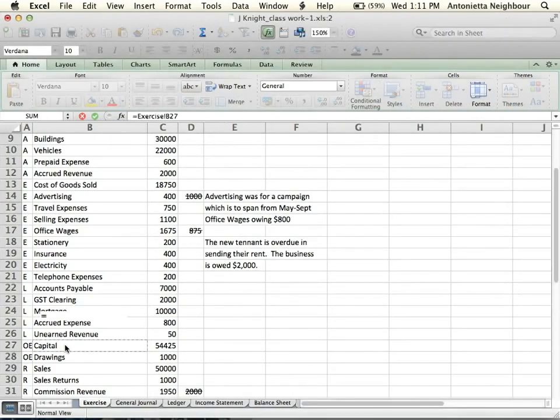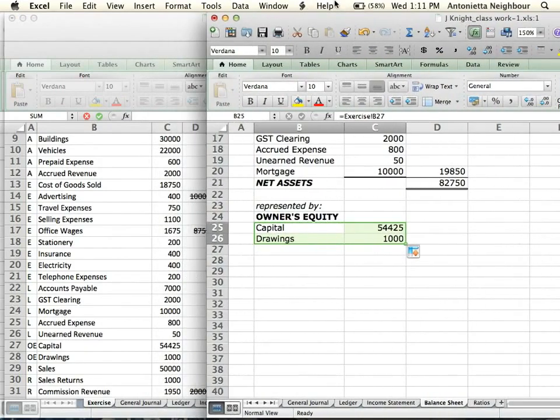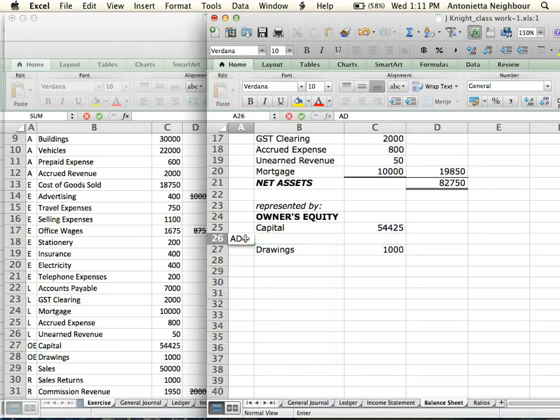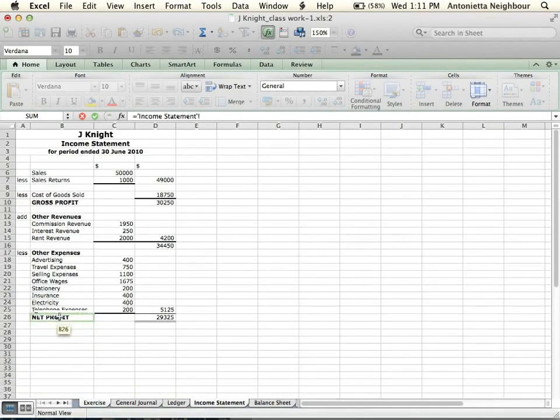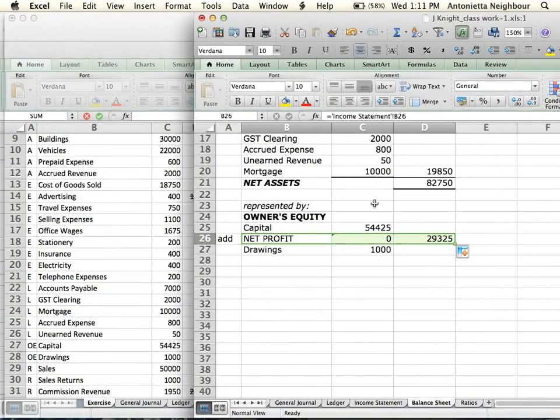It's going to equal capital, bring in the amount, bring in drawings, and now above drawings, I want to add my net profit. I need to go to my income statement to get my net profit. Bring in the net profit amount. I think I have to go across a few columns to bring in my net profit amount.